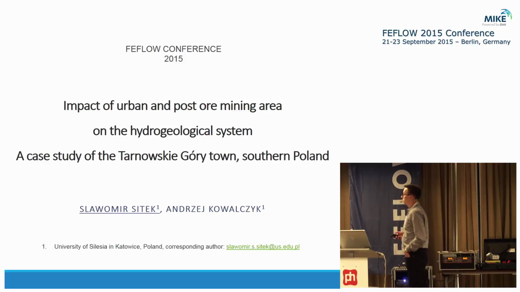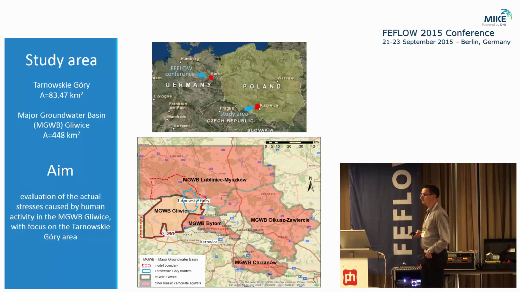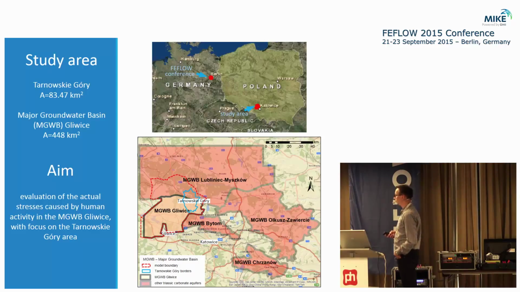During this presentation, I would like to show you how I try to estimate human impact in southern Poland. My study area is part of the Krakow-Silesian formation, which consists of Triassic carbonate rocks. Based on the geological structure, tectonics, and groundwater flow dynamics, it was divided into 5 major aquifers.